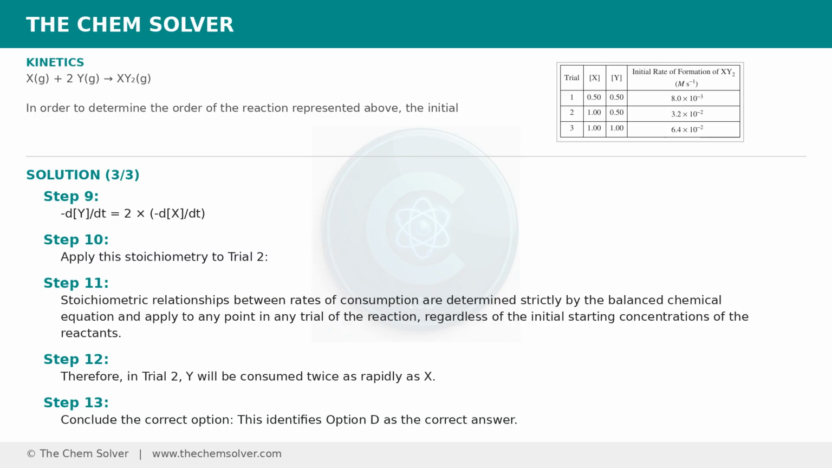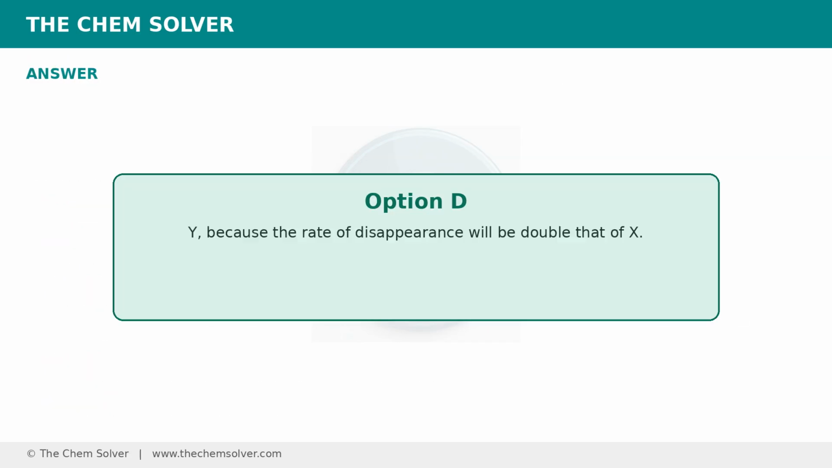Conclude the correct option. This identifies option D as the correct answer. The correct answer is option D. Why? Because the rate of disappearance of y will be double that of x.